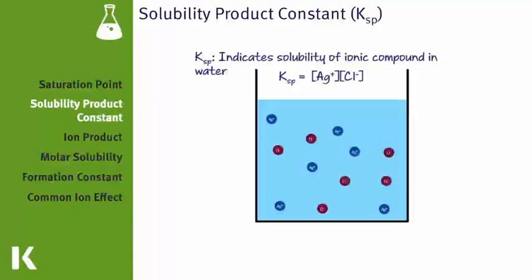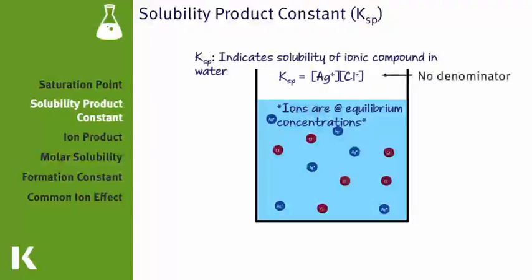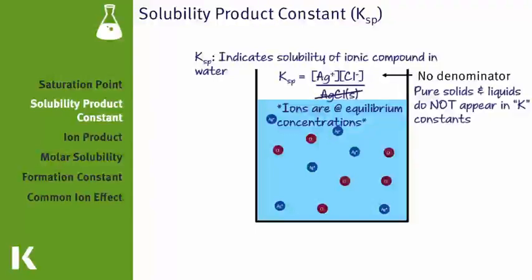In the KSP expression, the concentrations used for the ions are the equilibrium concentrations, which is another way of saying the concentration of the ions at the saturation point. You may notice that in the KSP expression we generated, there is no denominator. If you remember back to the original expression, this is because the reactant was solid silver chloride, and pure solids and liquids do not appear in the equilibrium expressions. Only gaseous and aqueous species will appear in K expressions.